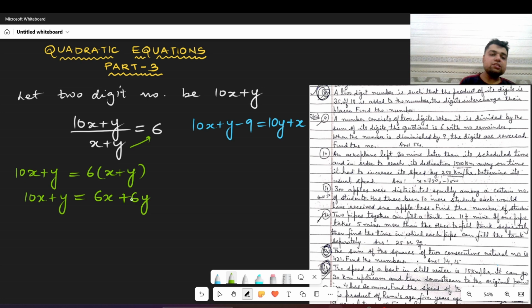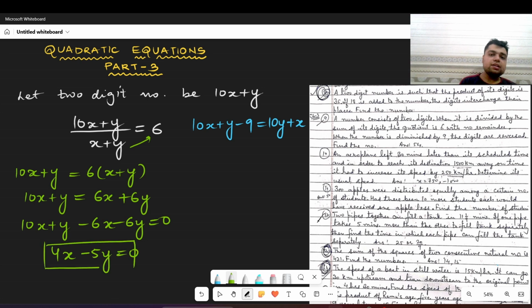I will take all the things on the other side. 10x plus y minus 6x minus 6y is equal to 0. So it will become 4x minus 5y equals 0. This is equation 1.